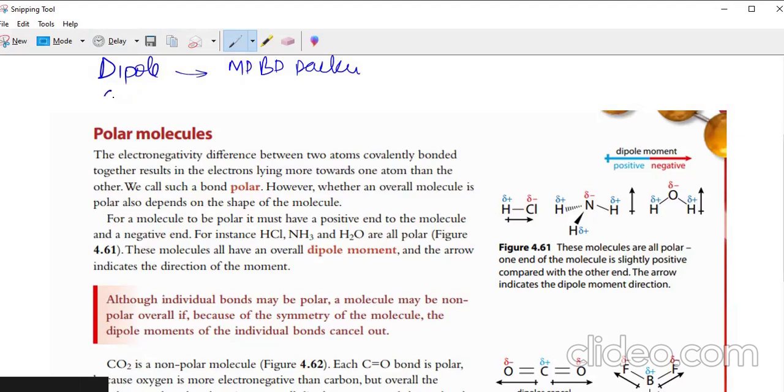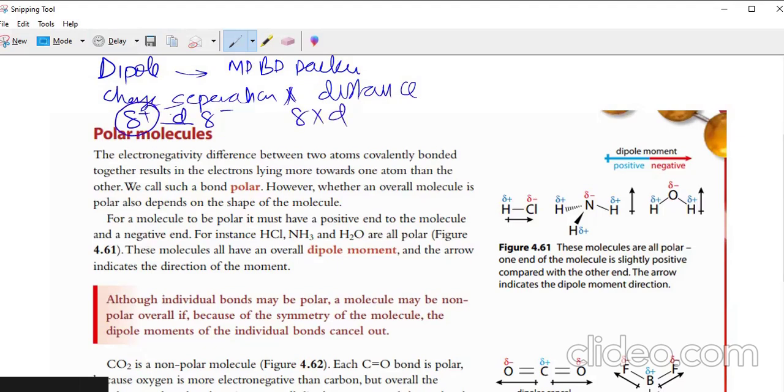The charge separation into the distance between the charge separation. That means the distance between the positive and the negative, charge into distance. That's the dipole. So why does this come about? It comes about because of the electronegativity difference.